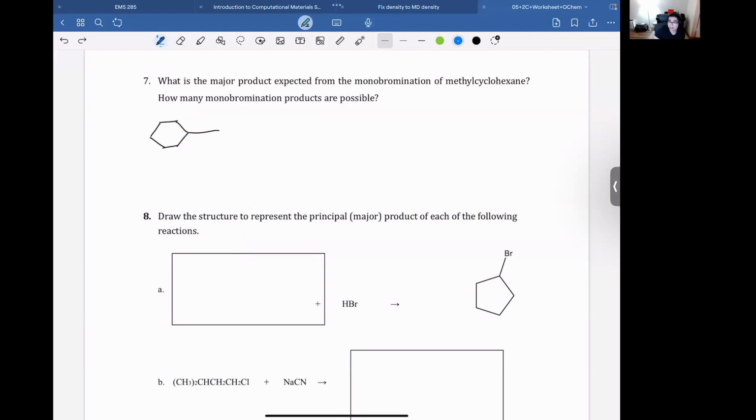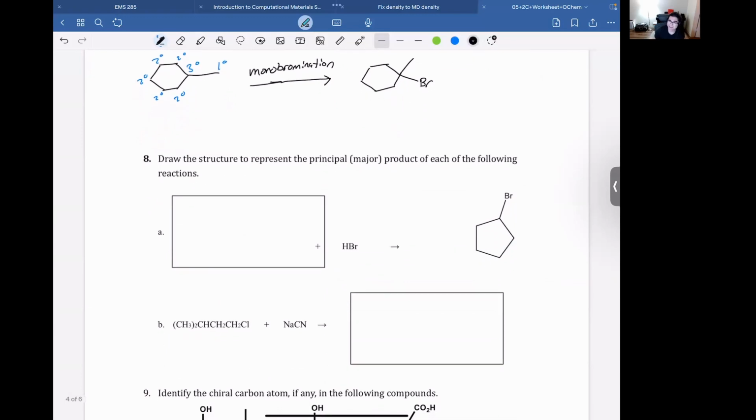Labeling these as primary, secondary, tertiary. This is primary, secondary, secondary, secondary, secondary, secondary. This is tertiary. We know the bromine wants to go onto the most substituted, excluding quaternary carbons. So it goes on the tertiary carbon, replacing that hydrogen that is not drawn in. That is it. You can draw the Br going up or down, it doesn't matter. It's the same thing, because I have not drawn wedges and dashes.